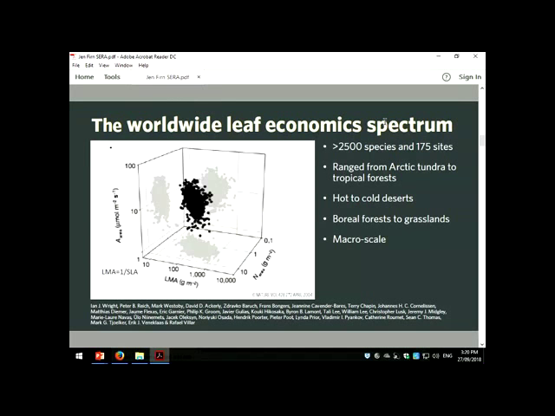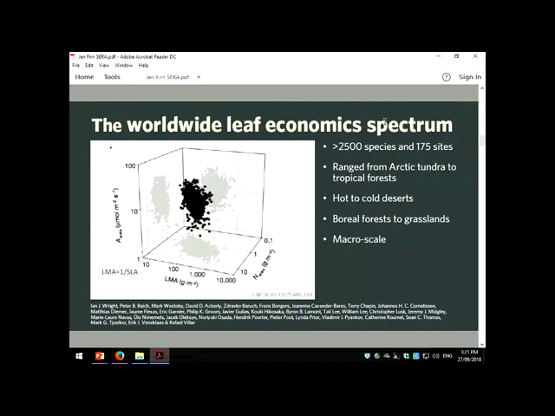Now, this study was a compilation of more than 2,500 species at more than 170 sites. It included leaves that had been measured in the Arctic tundra to the tropical rainforests, from hot to cold deserts, from boreal forests to grasslands. And it was definitely a strong relationship, but at a biogeographical scale. So long-term evolutionary processes and environmental conditions have sculpted the leaves in these systems.